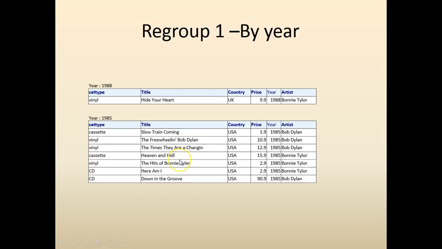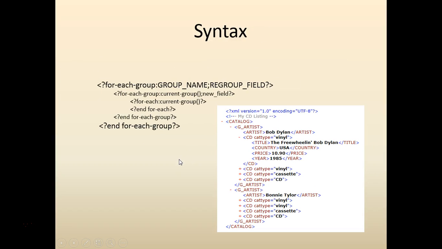Before we conclude, let's take a quick look at the syntax. We have for-each-group, followed by the group name, then the regroup field. Then for-each-group, followed by the current group, then a new field. Then you can have the current group, which shows the data. So this concludes regrouping using for-each-group.